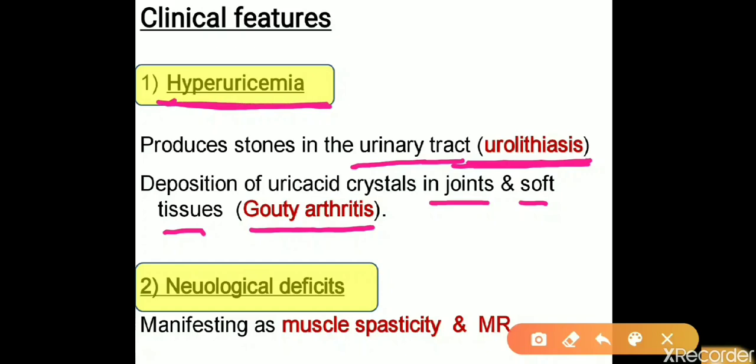The second clinical feature is that the affected children have a specific neurological deficit, that is, muscle spasticity and mental retardation, because the brain requires nucleic acid for its development, and the brain purely depends on the salvage pathway. So in Lesch-Nyhan syndrome there will be a defective salvage pathway that results in deficiency of nucleic acid in the brain. That's why the affected patient will develop mental retardation and muscle spasticity.